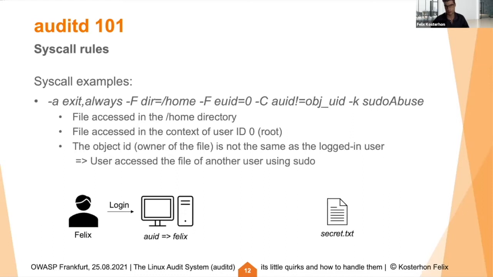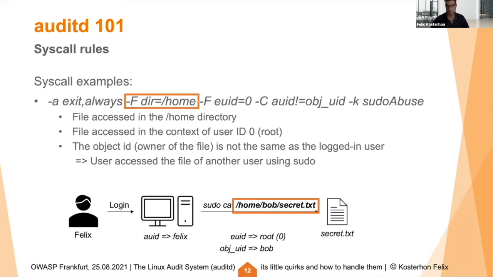And then I'm really curious about what is in this secret.txt. I really want to read it, but it's not located in my own home directory. It's a file of Bob in his home directory. So I can't read it by default. But as I'm also an administrator, I can use sudo to execute this command in administrative context and access the file anyways. So by using sudo, the effective user ID is set to root, to 0. And the object user ID is obviously Bob, as the file belongs to Bob. And here we see that I'm abusing my privileges, and this was exactly what we wanted to know.